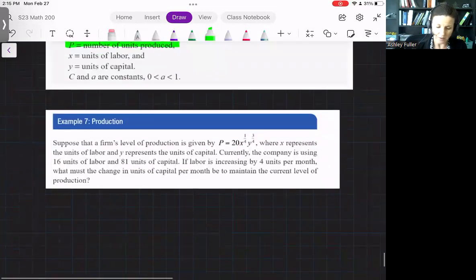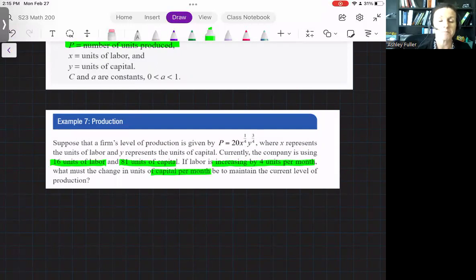So let's see where this would apply and how we might use implicit differentiation to help us calculate something in business. If we have a firm that knows their level of production to be P equal to 20 x to the 1/4, y to the 3/4, and again, they are using x to represent labor and y to represent capital. Currently, they have given us 16 units of labor and 81 units of capital. So those are X and Y respectively. Then they're telling us how much labor is increasing by, and we want to know what the capital change must be to maintain the current level of production.